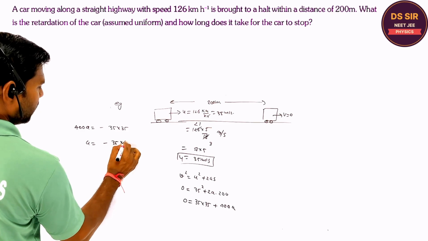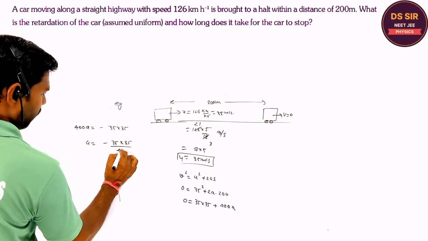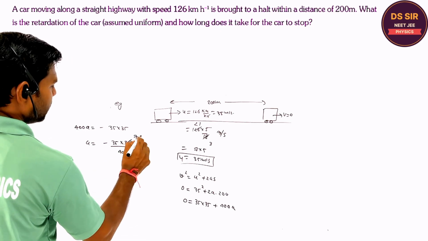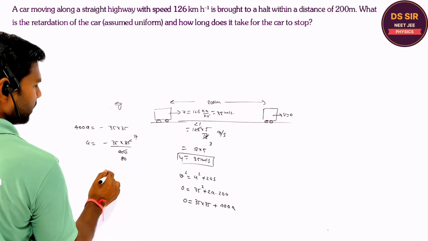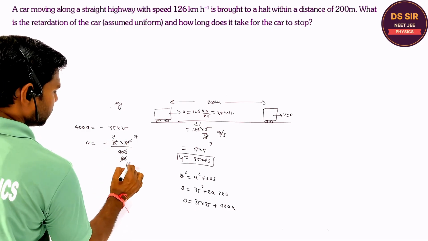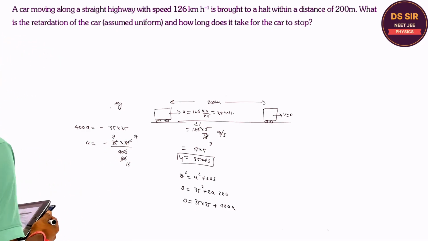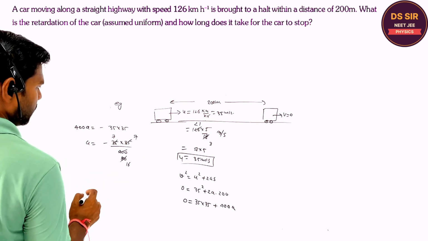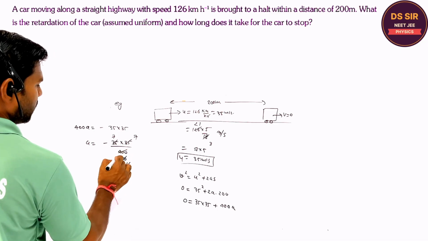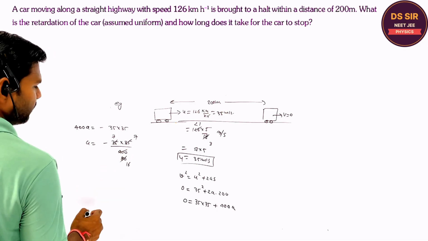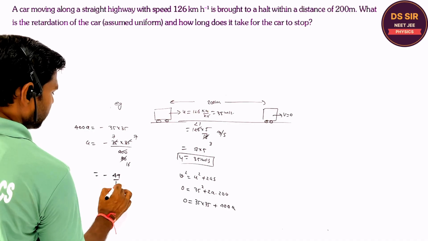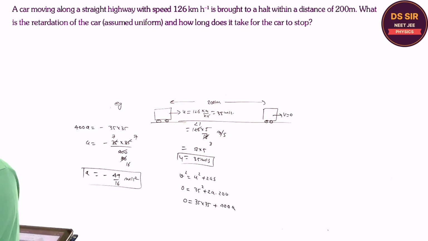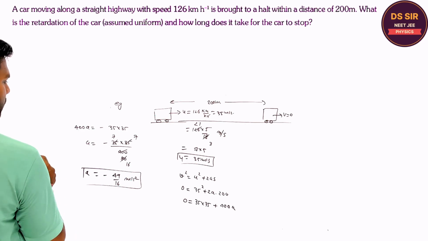Minus 35 into 35 divided by 400. Right. So when you simplify, 5 7s are 35, 80. Then again 5. So 49 upon 16 meters per second squared is the retardation. Is it clear? Right.